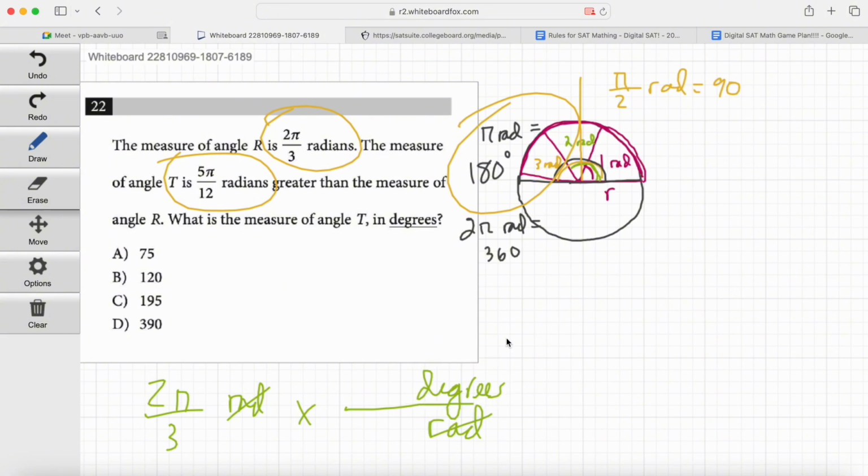Mm-hmm. That's why this works. Okay, so let's do it. How many degrees are there in a radian, or how many radians are there in a degree? Well, as long as the values equal each other, it may not be the same number, but as long as the value of the degrees equals the value of the radians, we're good.